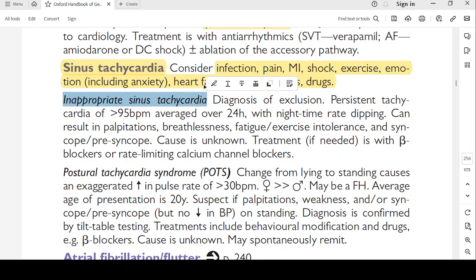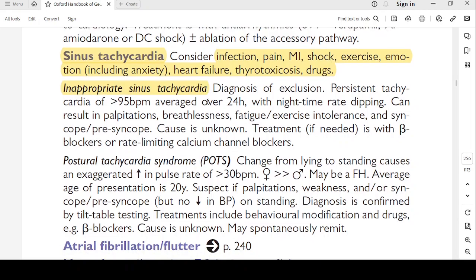Inappropriate sinus tachycardia is a diagnosis of exclusion. So you have to rule out everything else, like MI, shock, exercise, emotions, heart failure, thyrotoxicosis, drugs. Other causes have to be excluded before diagnosing inappropriate sinus tachycardia. Persistent tachycardia of more than 95 beats per minute averaged over 24 hours, with a nighttime rate dipping, can result in palpitations, breathlessness, fatigue, exercise intolerance and syncope or presyncope. Cause is unknown. Treatment, if needed, is with beta blockers or rate limiting calcium channel blockers.